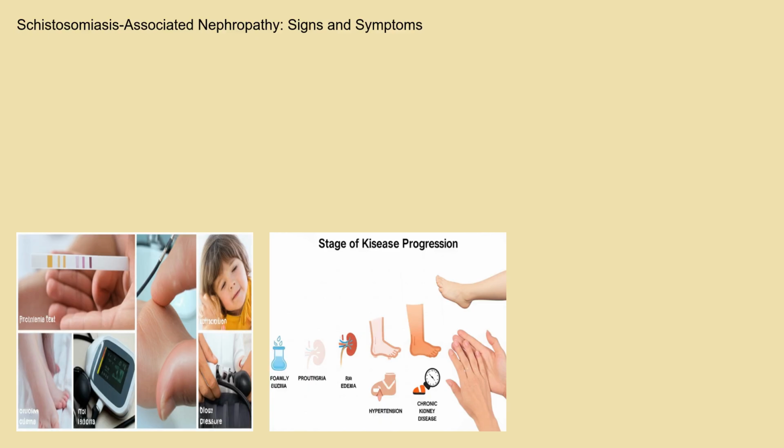The signs and symptoms of schistosomiasis-associated nephropathy can be subtle, especially in the early stages. One of the most common and earliest signs is proteinuria, which may initially be detected only during routine urine testing. As the kidney damage progresses, individuals may develop more noticeable symptoms such as edema or swelling, particularly in the legs and ankles. Hypertension, or high blood pressure, is also a frequent finding. In severe cases, kidney dysfunction can lead to symptoms of chronic kidney disease, including fatigue, loss of appetite, nausea, and shortness of breath. In children, schistosomiasis and its associated nephropathy can lead to stunted growth and development.